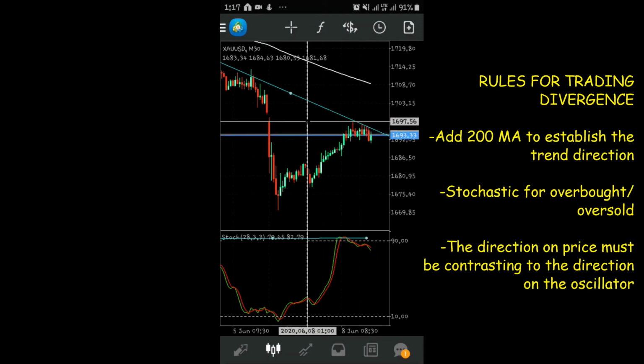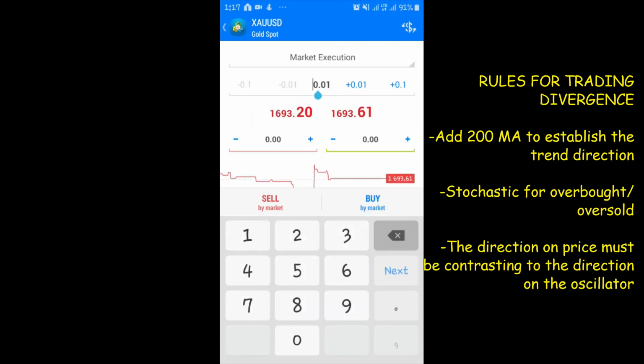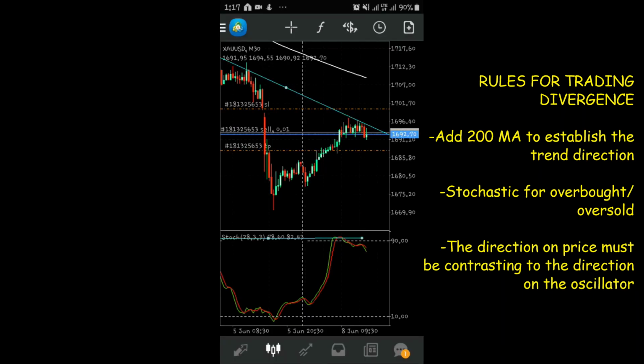So that's 95 plus 5, about 1700. So let's enter this trade now. Our take profit, as I said, will be 1688, while our stop loss will be 1700. Okay, let's see how it pans out.